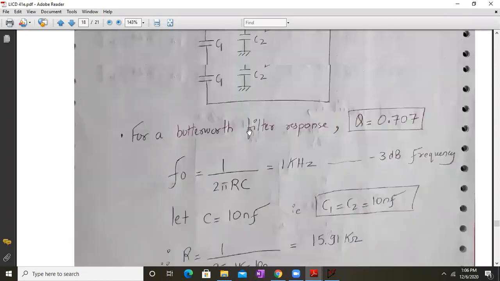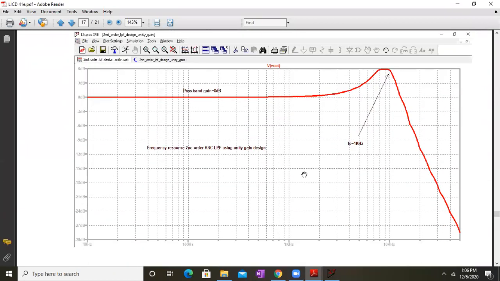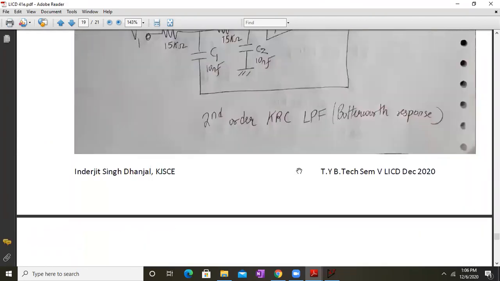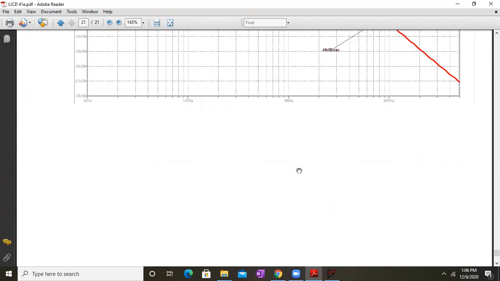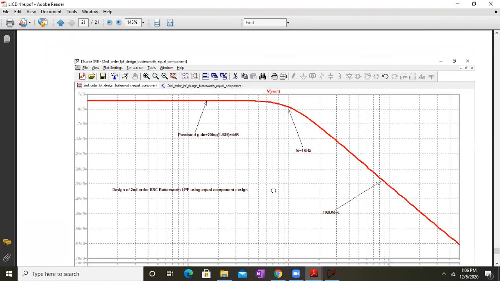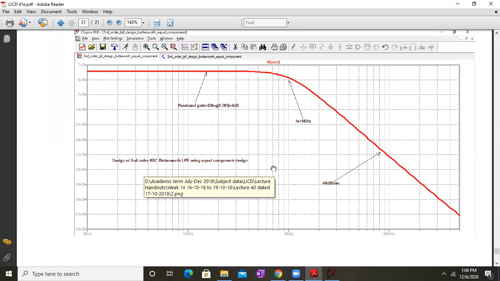You see over here in the previous designs, let me show it to you. There was not a smooth transition, it was like a small glitch, and the f naught was coming out at the highest peak. Whereas in the case of a Butterworth response, which is a flat, very smooth response with a transition from passband to stopband, we are getting a perfect second order low pass filter response.